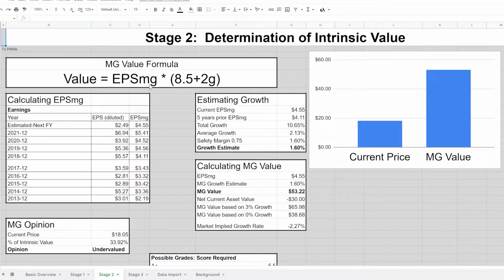We have earnings per share. I use my weighted average earnings per share, MG, or Modern Graham. And we look at this and we take the 5 years of earnings and we calculate the weighted average here, 4.55. Plug it in over here. The growth, we can take that and the earnings per share from 5 years previously, and we can calculate a total growth over those 5 years of 10.65%.